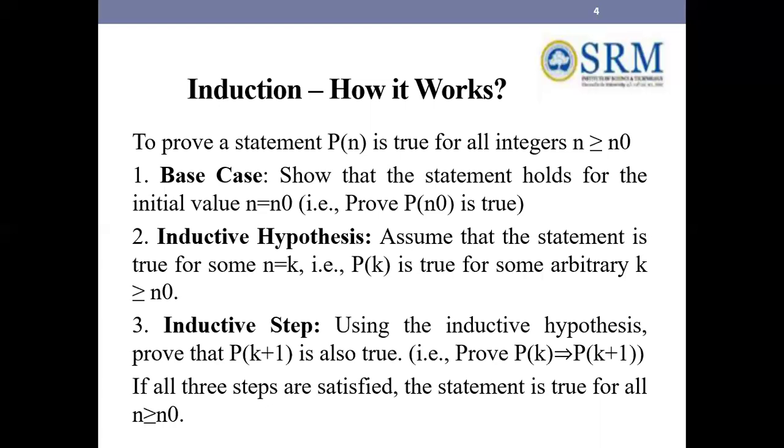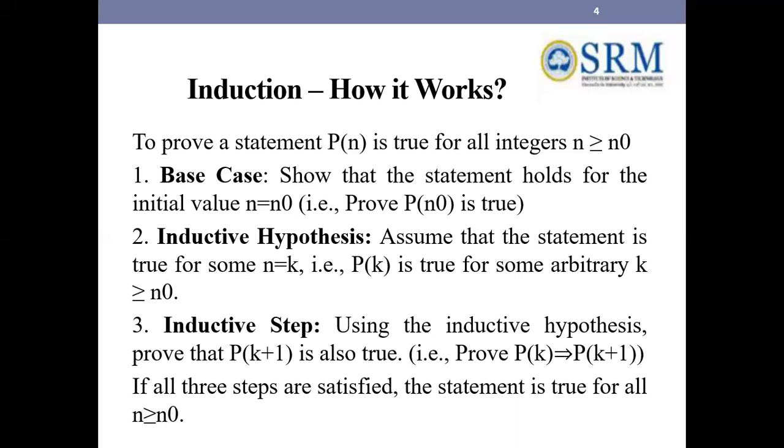And the base case shows that the statement holds true for the initial value n equal to n naught. So initially the statement or the algorithm works for n naught, that is the minimum number of inputs. So P of n naught is true, that is the base case. So the statement is true for the initial statement, that is the minimum number of inputs n naught.